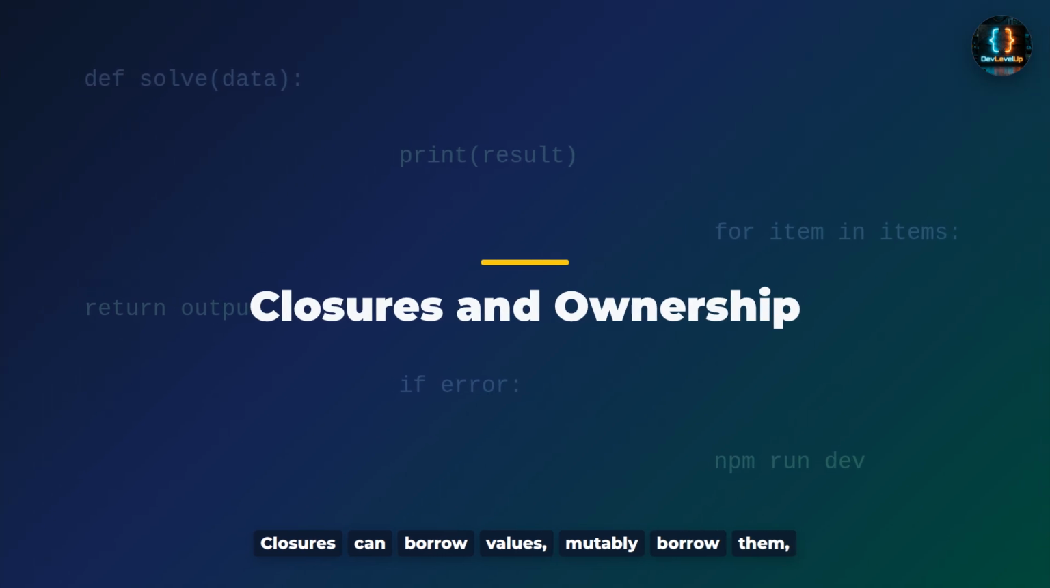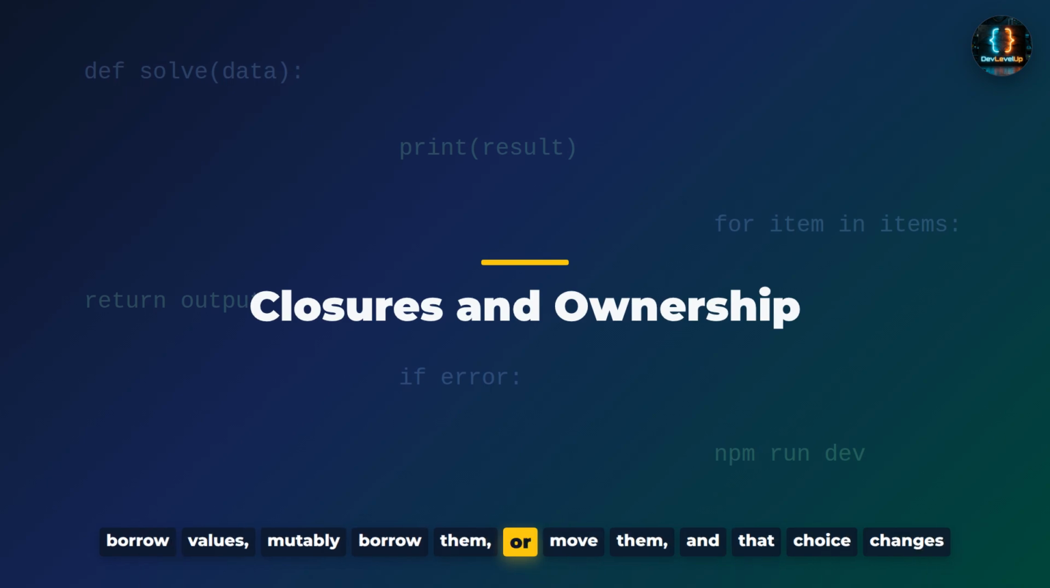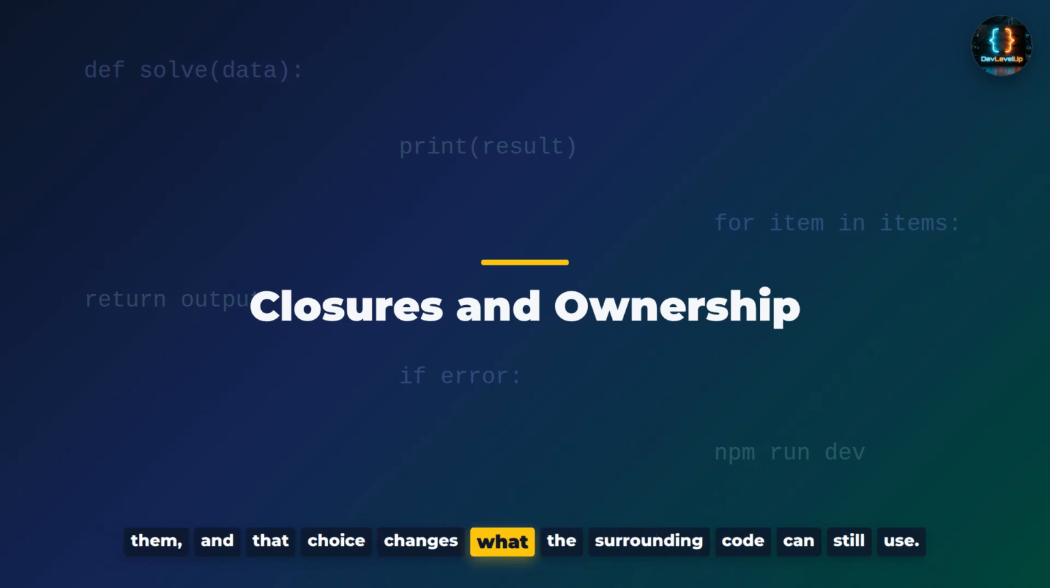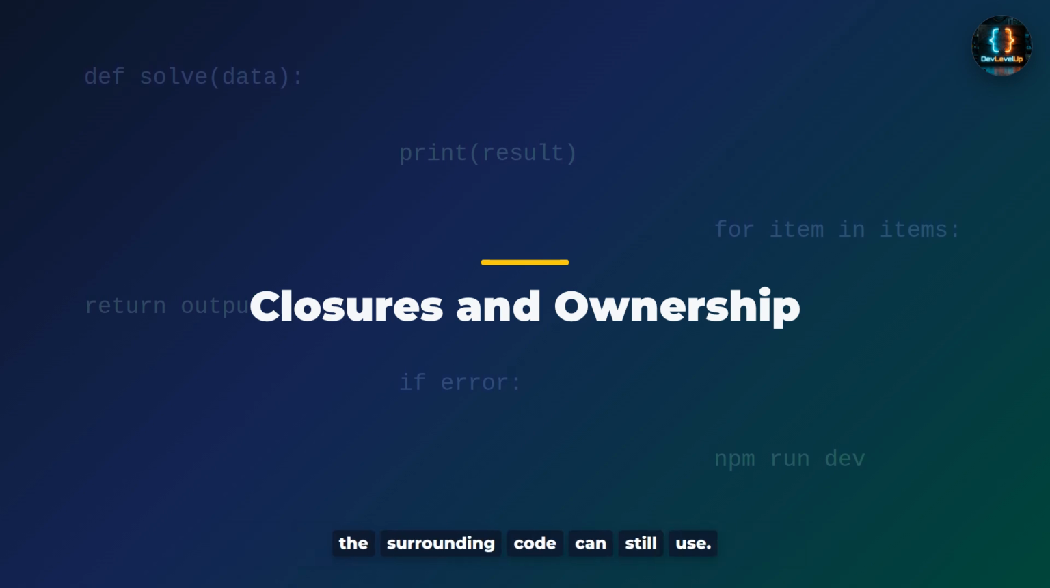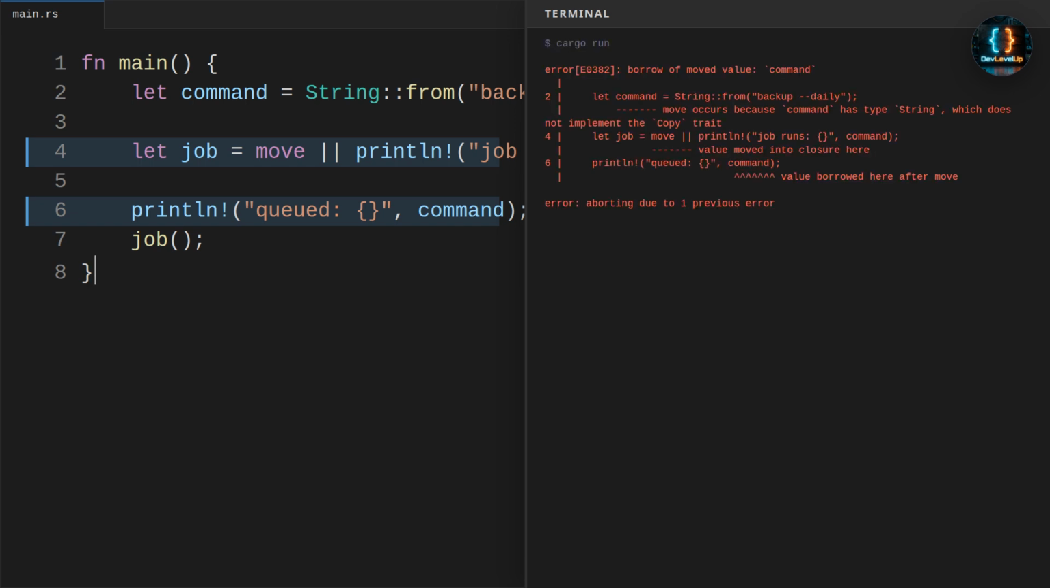The last section in this batch is about closures. Closures can borrow values, mutably borrow them, or move them, and that choice changes what the surrounding code can still use. This pattern appears when we build a delayed job and want it to remember a command. We use a move closure, so the closure owns the string. Now we run it, and the next println fails because command has already been moved.